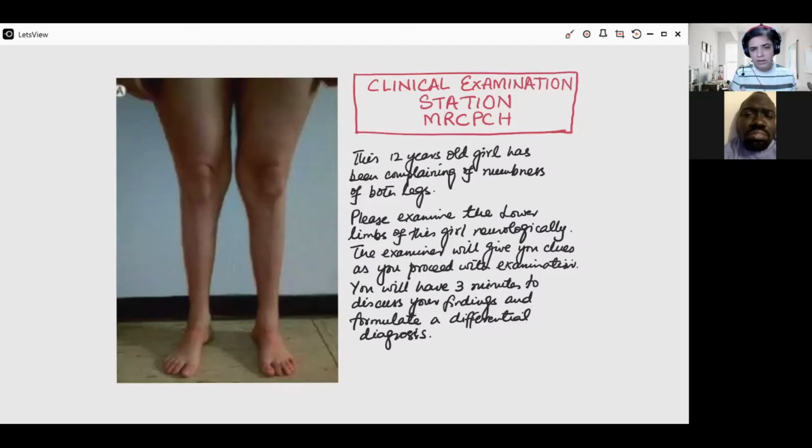So power is 5 or 4. 4 simply means that there is power against resistance to some extent, but not full. So it simply means that their power is low in the calf muscles, which would mean your gastrocnemius, soleus and your peroneal muscles, peroneus longus and peroneus brevis. Fine. So after doing that power, you will check for reflexes. Deep tendon reflexes: knee reflexes are present, ankle reflexes are absent. So it simply means a distal neurological problem.